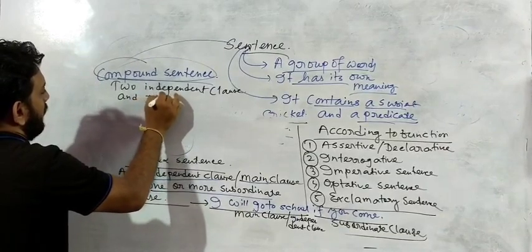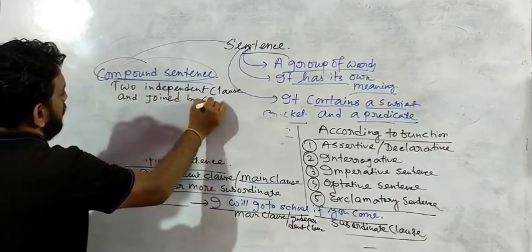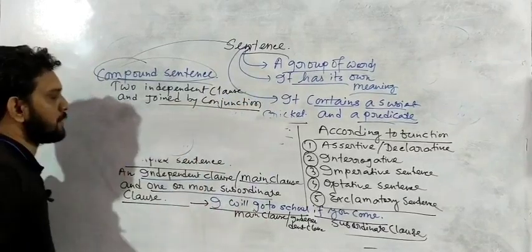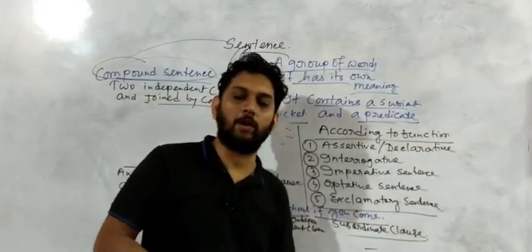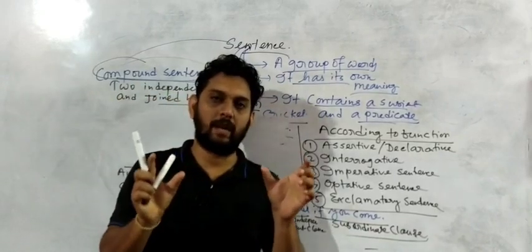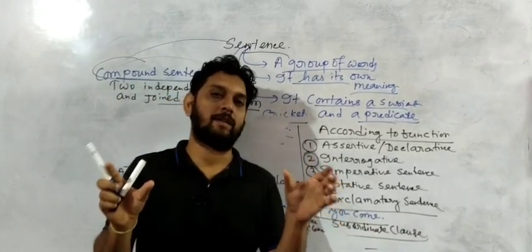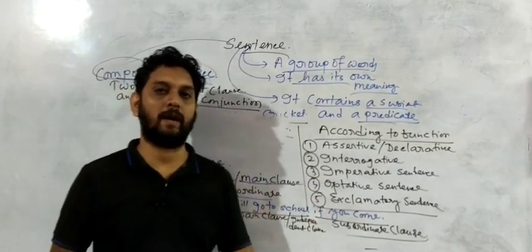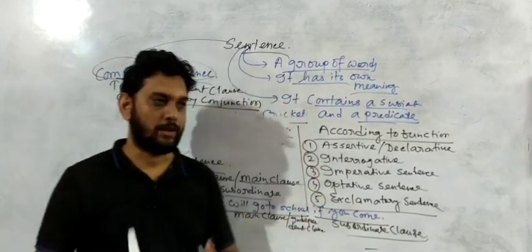Joined by conjunction. Two independent clauses. If I write a compound sentence, it must have two independent clauses, and it must be joined by, yes, very good answer, conjunction.